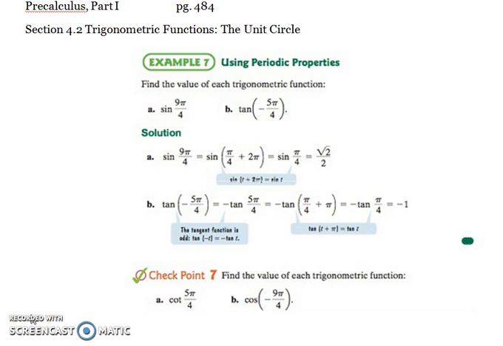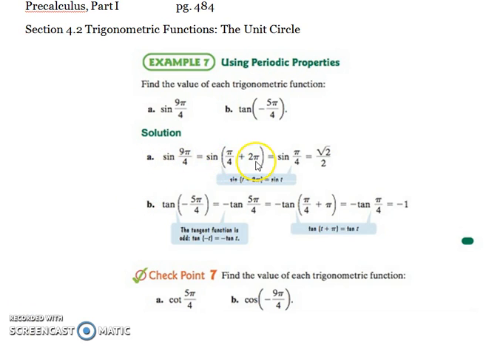This is Pre-Calculus Part 1, Section 4.2, Trig Functions, the unit circle, on page 484, Example 7, using periodic properties. The periodic properties means how long till it starts repeating. So, for example, for A, sine of 9 pi over 4, sine repeats every 2 pi. So that's why they're showing you right here.